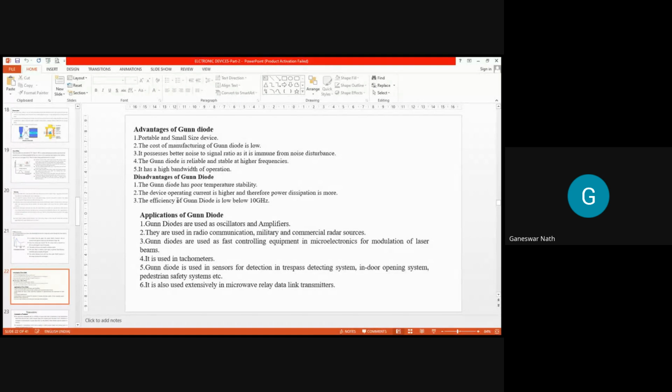Okay, the Gunn diode is also used in sensors for detection in trespass detecting systems, indoor operating systems, and also pedestrian safety systems. Okay, and it is also used extensively in microwave relay data link transmitters. These are some of the applications of the Gunn diode.